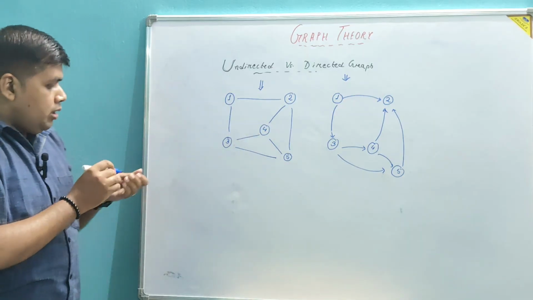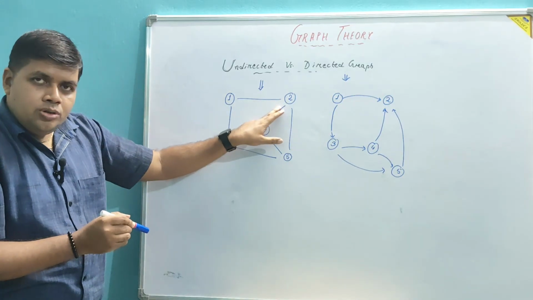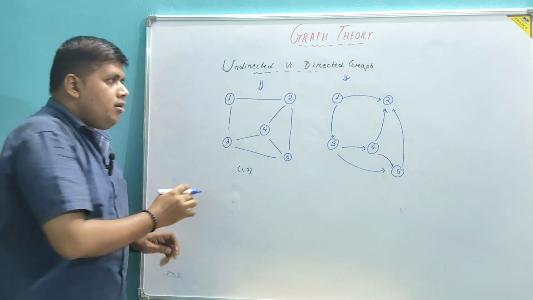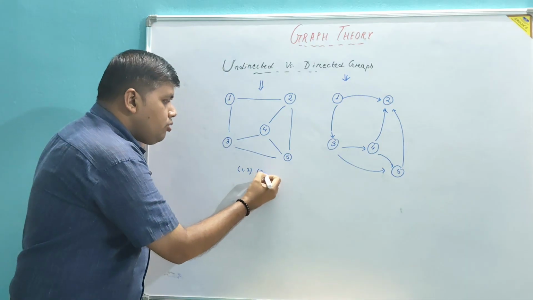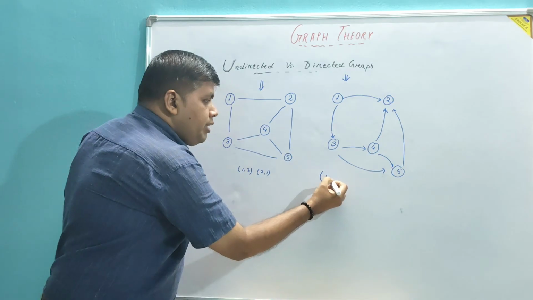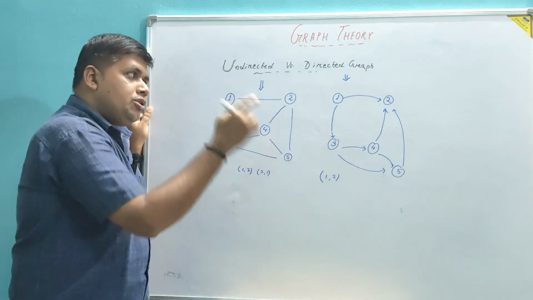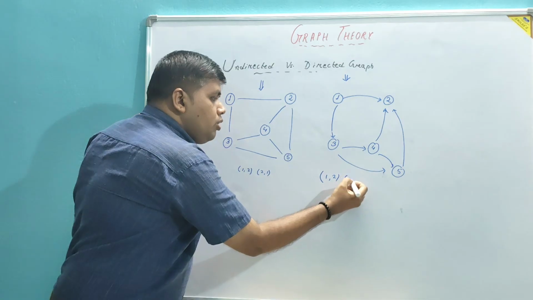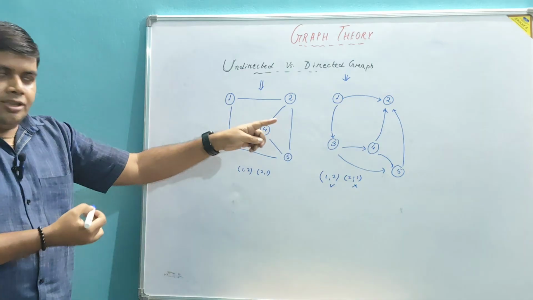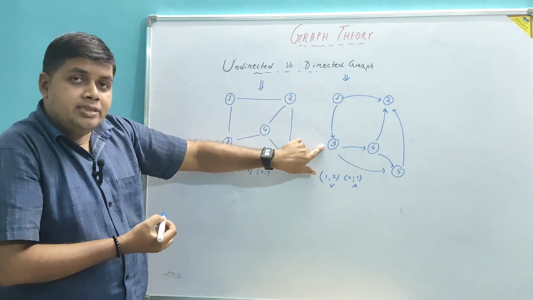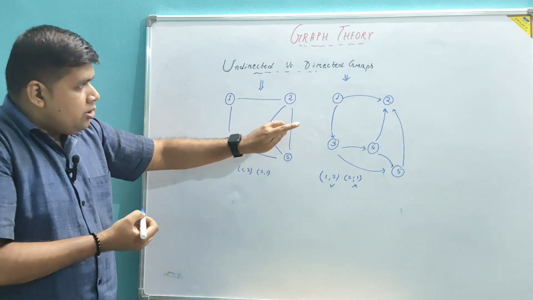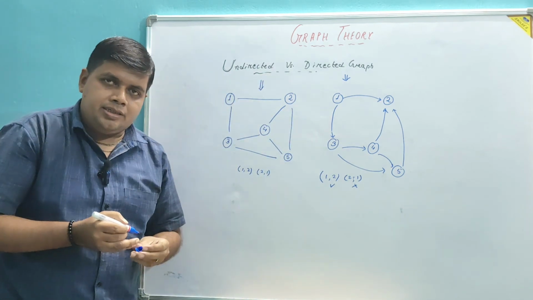So to move from 1 to 2, we can say that there is an edge 1, 2. Similarly, we have an edge 2, 1 also, because the same path can be used. However, in this case, if you observe, we can move from 1 to 2, but there is no edge that will take a person from 2 to 1. So there is no such edge. However, from 1 to 2 there is an edge. Similarly, from 1 to 3 there is an edge, but no edge from 3 to 1. So this is the difference between directed and undirected graph.